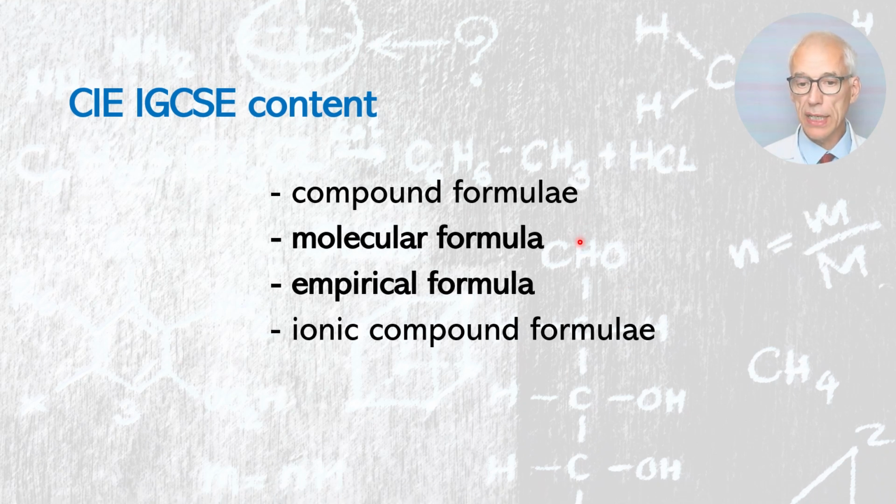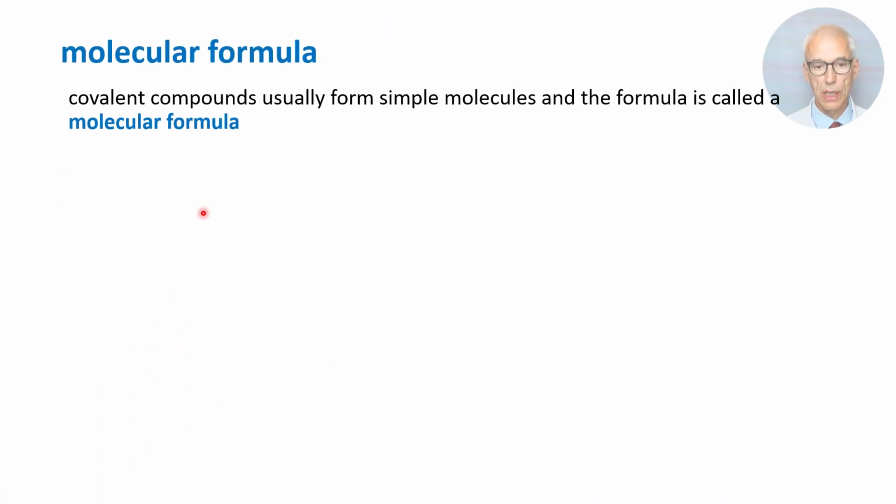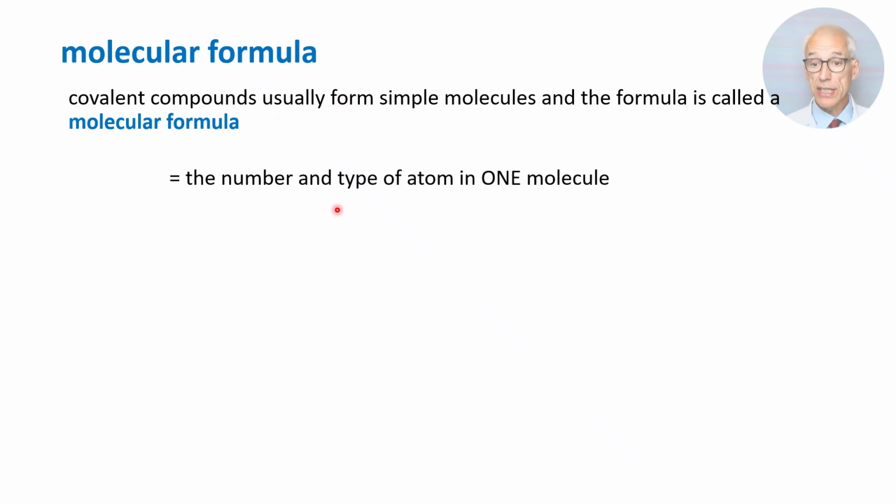Let's now look at molecular formula and then empirical formula. Molecular formula refers to covalent compounds which usually form simple molecules, and therefore the formula is called molecular formula. And it's the number and type of atom in one molecule. For instance, sulfur dioxide, 1 sulfur and 2 oxygens. So that's 1 molecule of sulfur dioxide, the molecular formula SO2.